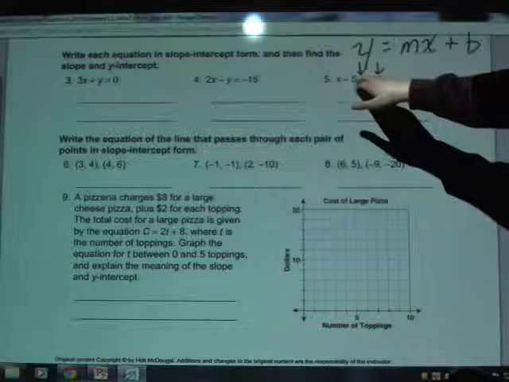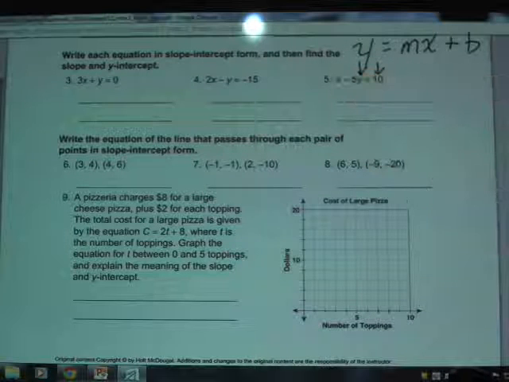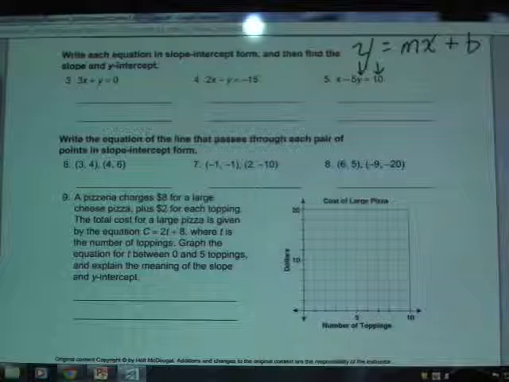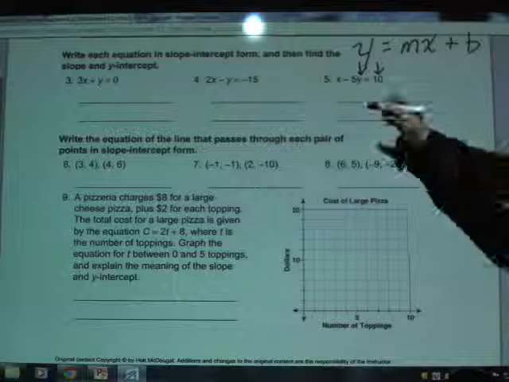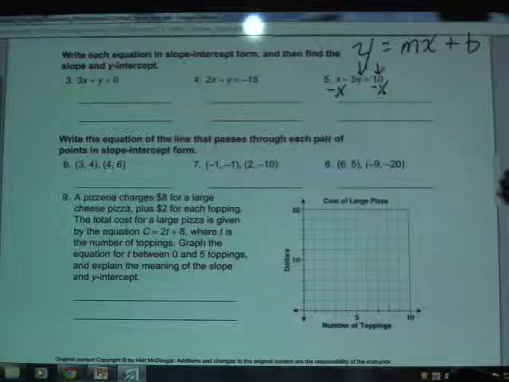So I can't move 5 because he's directly connected to the variable y. So the first thing that has to move before I can do that is to move x. How would I move x to the other side of the equal sign? Well, I do the opposite. That's just like we were solving an equation. So I'm going to go ahead and subtract x from both sides.